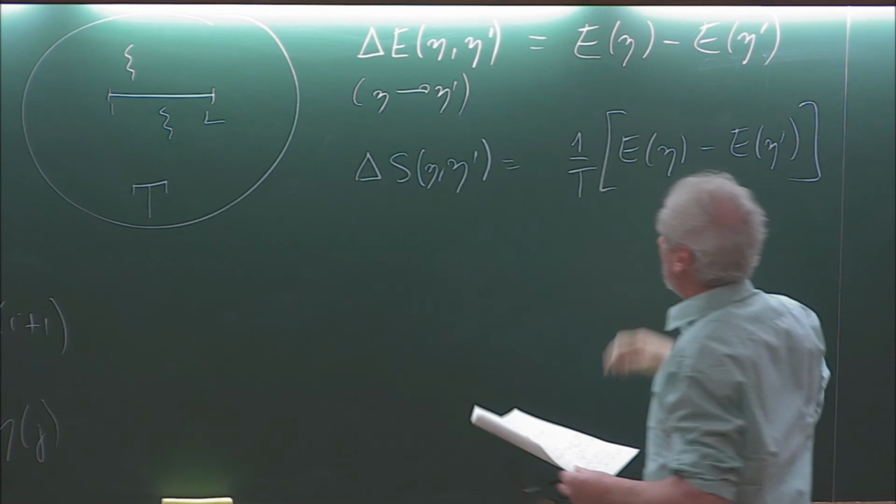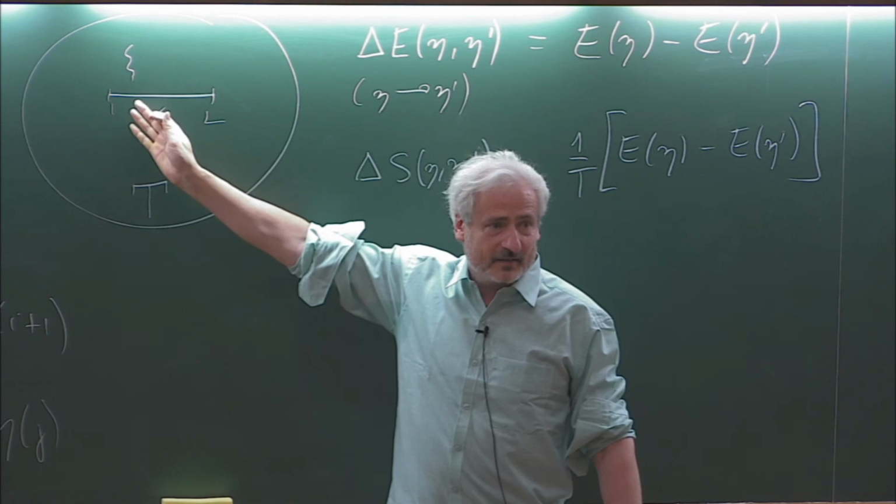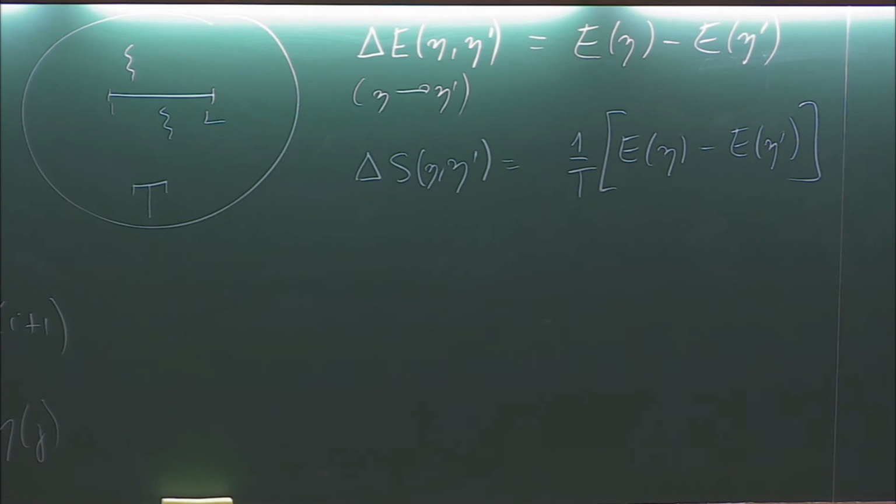Okay, so here I'm using the Clausius formula for entropy. It's the change of entropy in the reservoir, like the equilibrium change, because I dissipate energy, I have a transition from eta to eta prime in my system. It gives rise to a change of energy in the reservoir divided by this temperature. It's the change of entropy in the reservoir, yes.